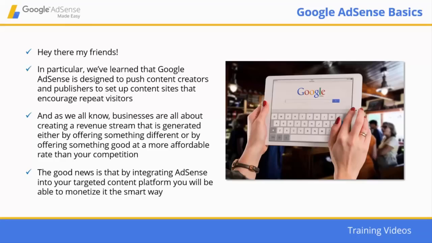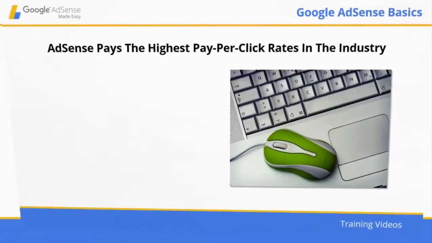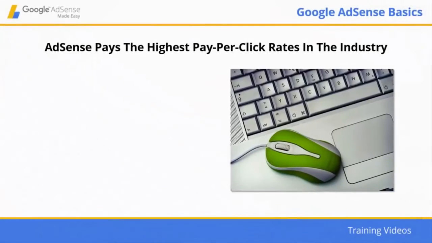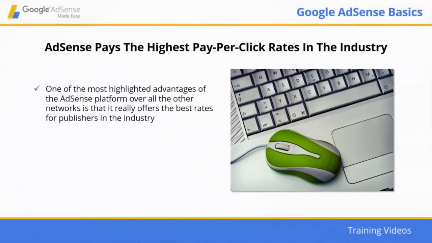Here is a list of the ways that AdSense has really helped us to make the most out of our own content sites. AdSense pays the highest pay-per-click rates in the industry. One of the most highlighted advantages of the AdSense platform over all the other networks is that it really offers the best rates for publishers in the industry. This is because the Google Advertising Network is the largest ad network available, as well as the most popular, and it only allows top-notch content sites to join the network.